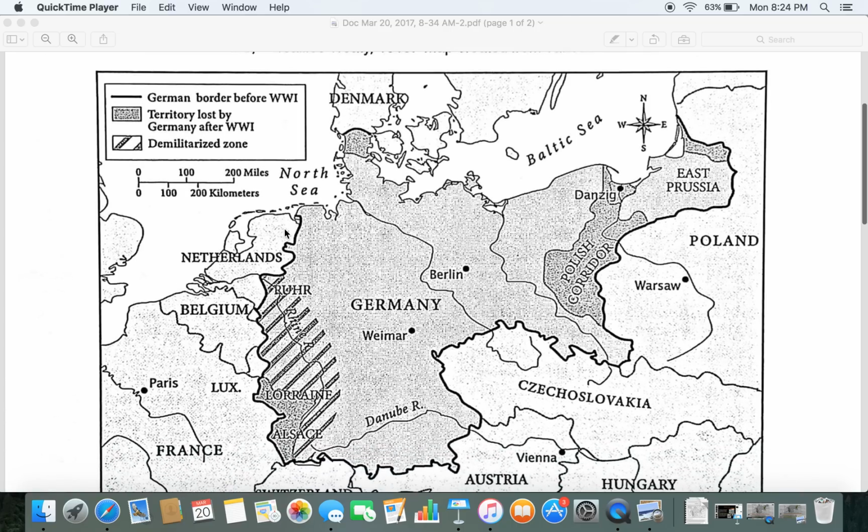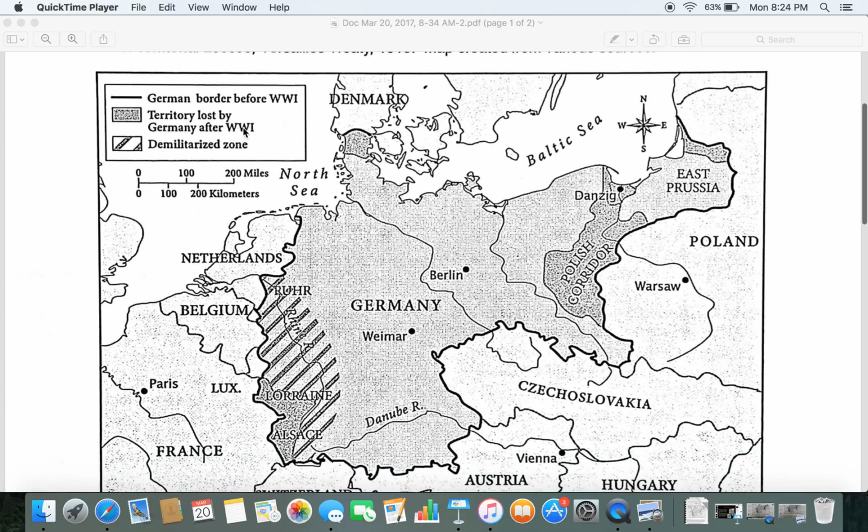So before we ever look at the map, we also have to take a look at the legend, which is on the top left-hand corner in the box. And there's three pieces of information that are very, very important in that legend. The first piece of information is this dark, bold line, and that represents the German border before World War One.